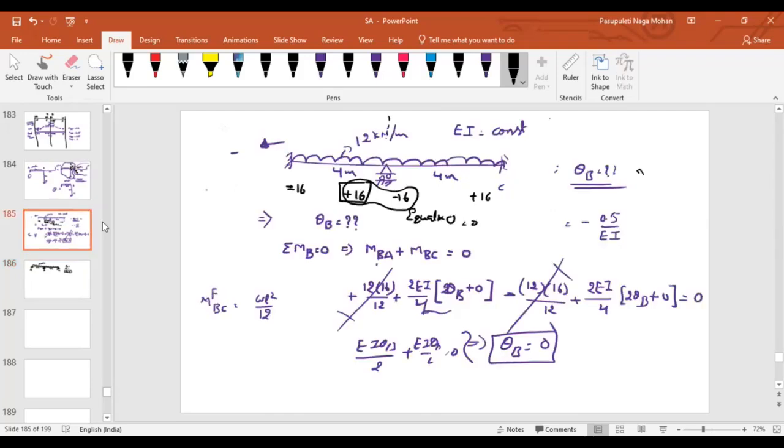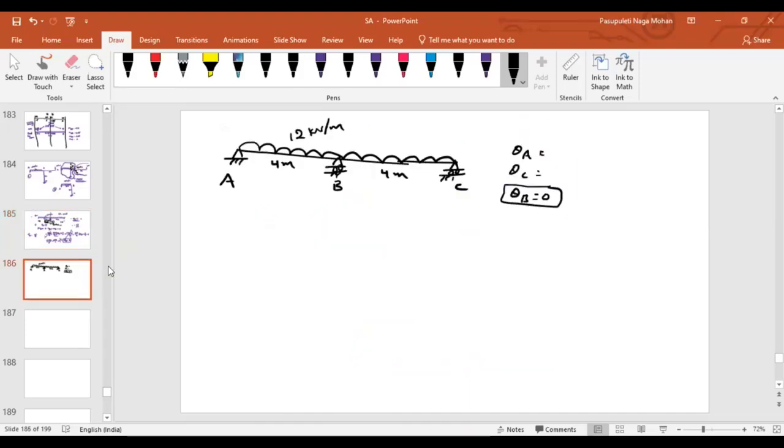With respect to support B, is the given structure symmetrical or not? Symmetrical, right? So wherever it is symmetrical, we can say that the slope of the section will be equal to 0. As it is symmetrical with respect to B, in this case the slope at point B is equal to 0. Even in this case, it is symmetrical with respect to B. So that's why you can say the slope at point B is equal to 0.